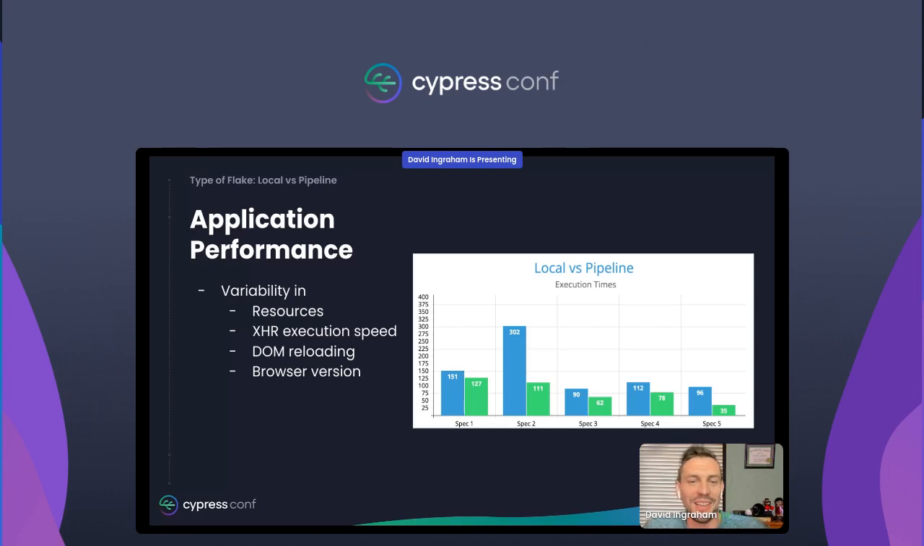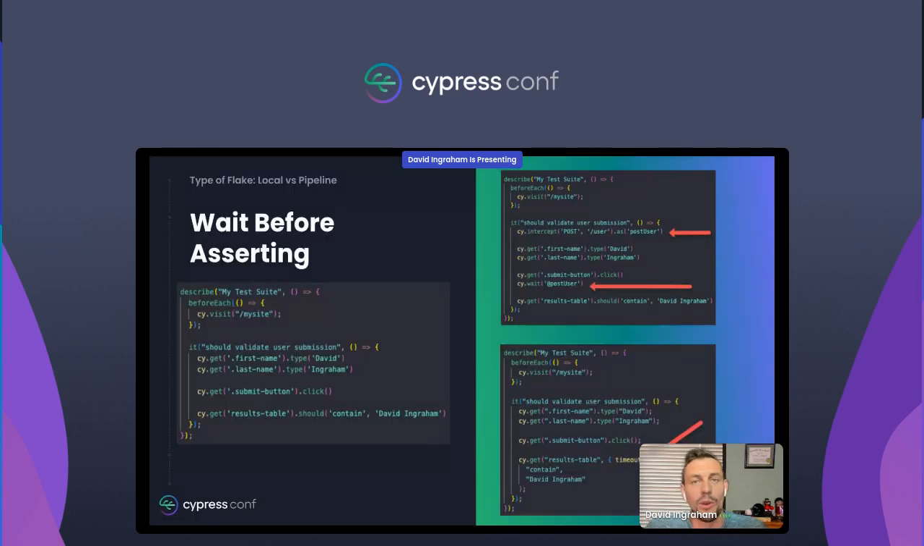With such variability, though, how can we actually help mitigate when there are these differences in how fast things run? One way we can accomplish this is just by waiting before asserting. Let's take a look at the code on the left in which we want to type a user's name into a form, click submit, and then validate the user now exists in some table.